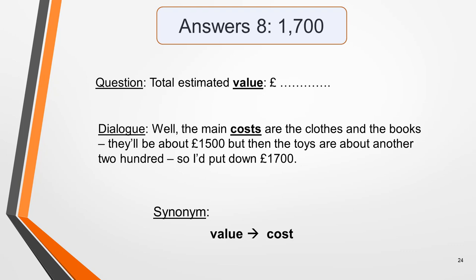Again, a synonym has been used, cost for value. Recordings often include discussion of the cost or price of things. You're most likely to hear the price expressed as dollars, pounds or euros. Learn their symbols and know how to write the amounts. If you got any of the answers wrong, listen to the recording again and see if you can pick them out now that you're more familiar with the text.